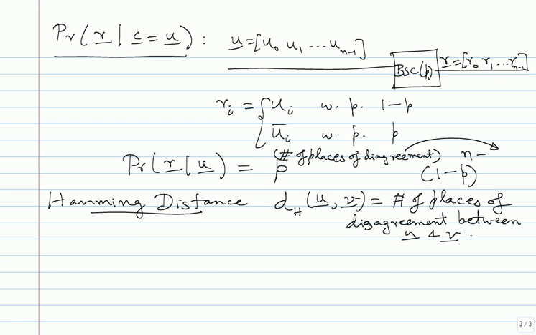Let's take an example. Suppose u is 0, 0, 0 and suppose R is 1, 1, 0. What's the probability of R given U? In the first instance, you would have transmitted a 0 and received a 1. What's the probability of that happening? p. In the second instance, you transmitted a 0 and received a 1. Probability p. In the third instance, you transmitted a 0 and received 0 again. Probability 1 minus p. Now, how do I know all three are independent? That's the assumption of the binary symmetric channel: whatever happens to the first bit does not influence the other bits. So the total probability of R given U is p times p times 1 minus p, which is p squared into 1 minus p. So it's the same thing I wrote down for the general case: p to the power of the number of places where there is disagreement.